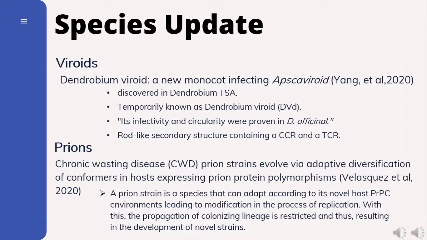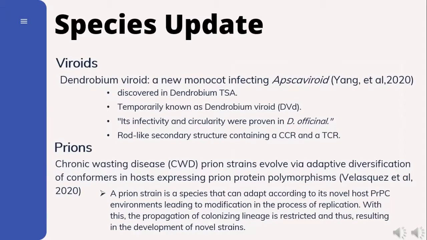It is most closely related to citrus viroid V with 56% shared nucleotide identity and is also grouped to the genus Apscaviroid as shown in phylogenetic analysis. It is also stated that DVd is the only viroid known to infect orchids and the third one from monocotyledonous plants.